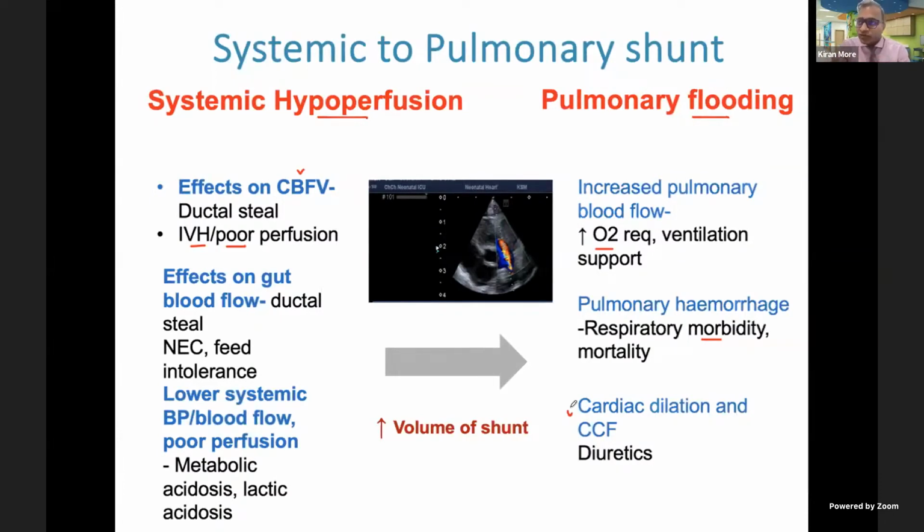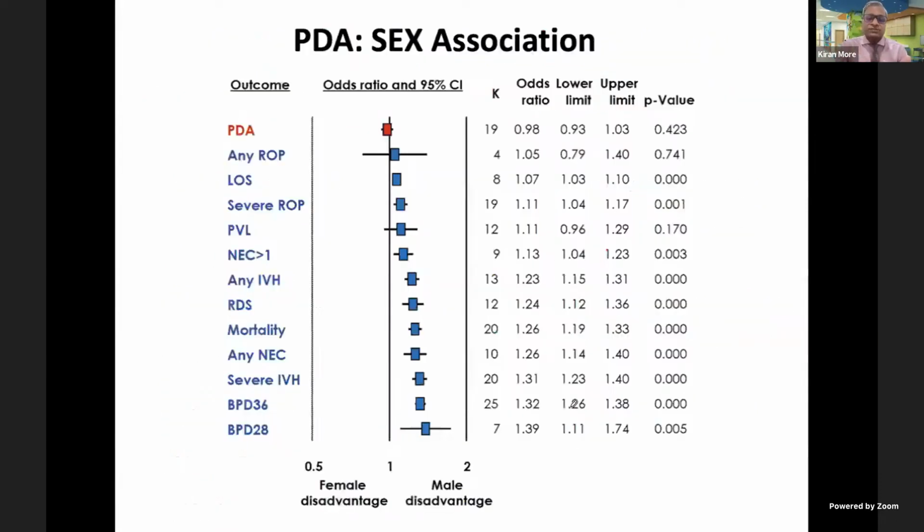And that is where most of the trials don't answer how much the shunt volume is, and whether you should look at for how long the ductus remains open and the heart and the lung are exposed to this shunt volume, for what period of time. And that is something we should try to judge.